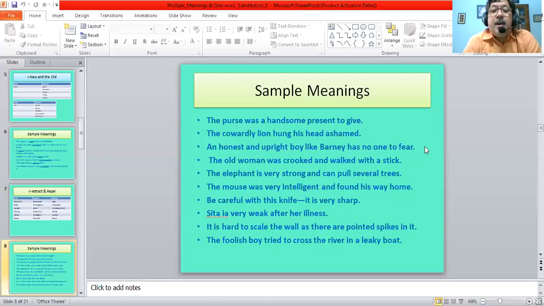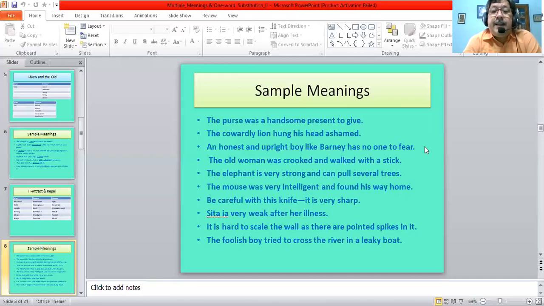An honest and upright boy like Barney has no one to fear. So upright, he's straight, but also meaning that he is honest and straight that way. So there's nothing crooked about him. So he has no one to fear. The old woman was crooked and walked with a stick. So she's bent because of old age.